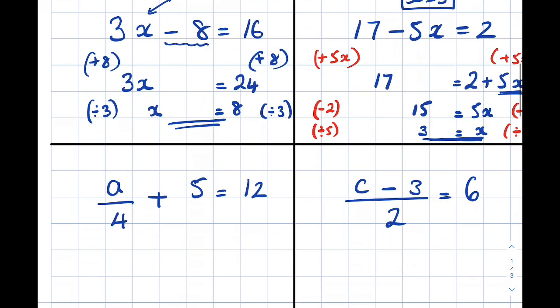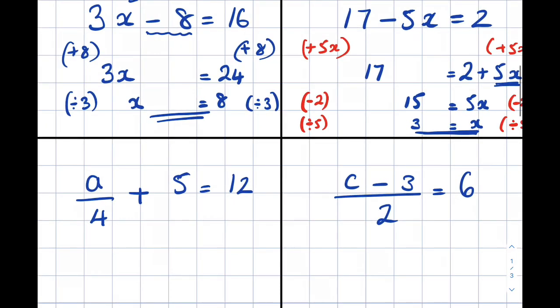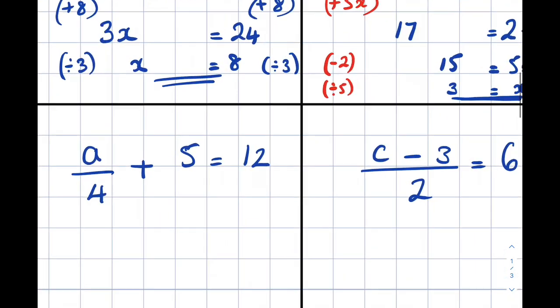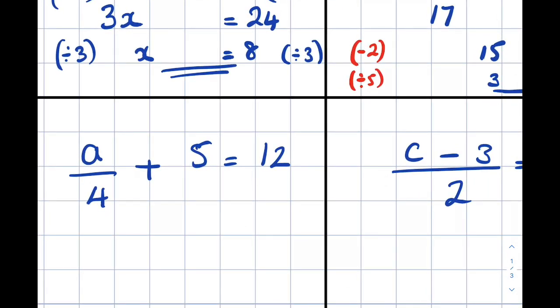Just some more. I've got a variation of questions here that you can look through at your own leisure. Okay, so here, something divided by 4 plus 5 equals 12. What is that something? So I've just used a different letter. Doesn't matter what letter's there. The concept is still the same. You are still aiming to get the letter on its own in order to find the value of it.